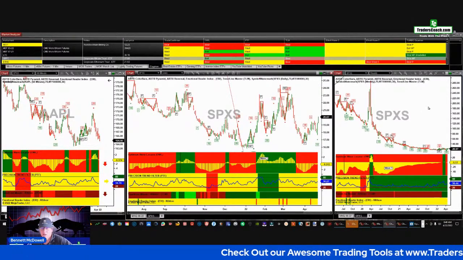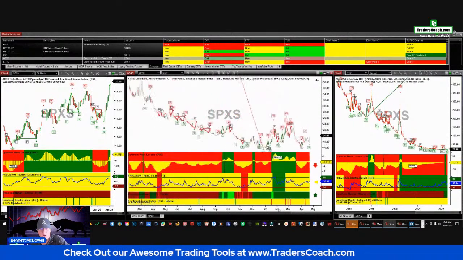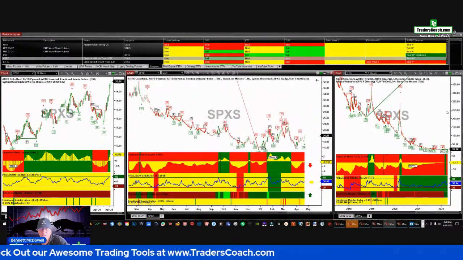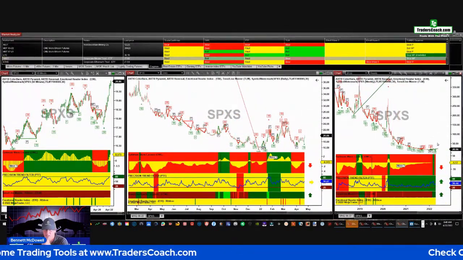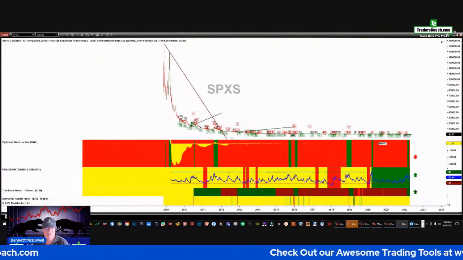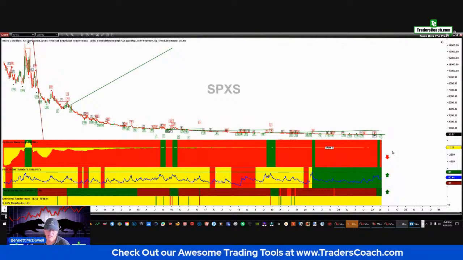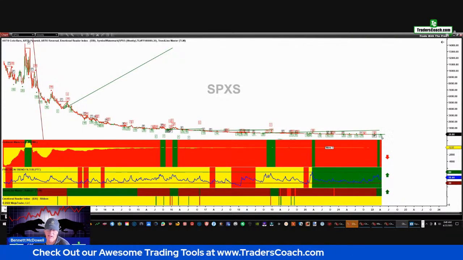SPXS. Okay, this is the old inverse. All right, so on this one here, interesting. Now, when the markets, look at this thing. Boom. All right, so green PTF, red owl, all right, bottoming for a long time.